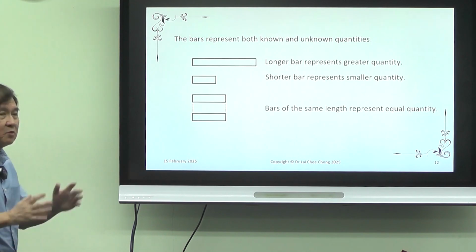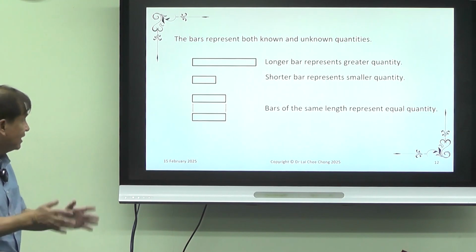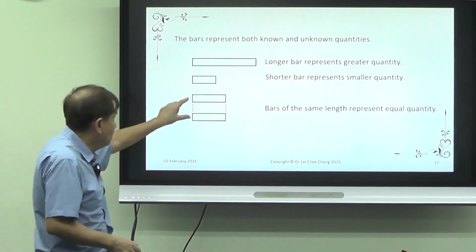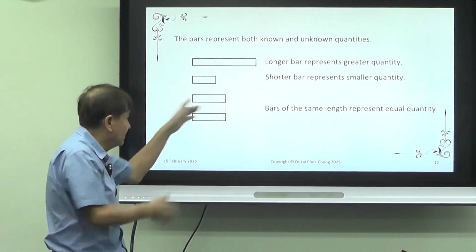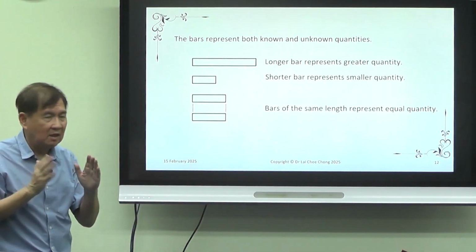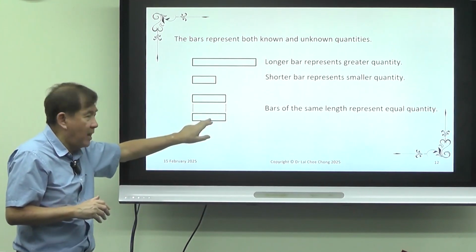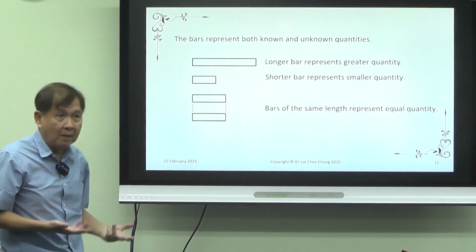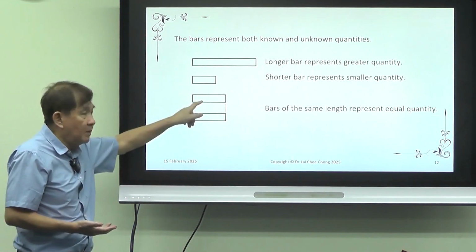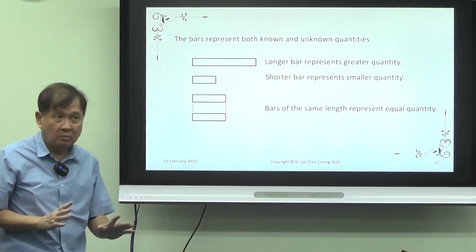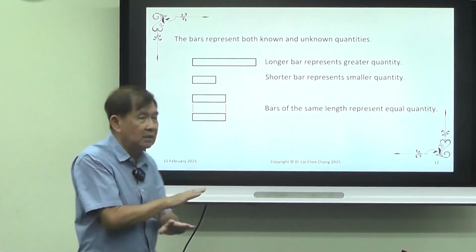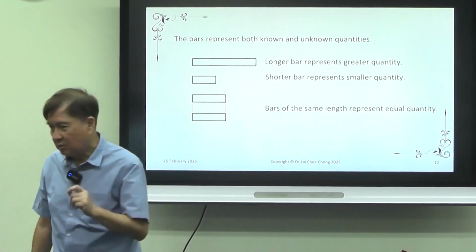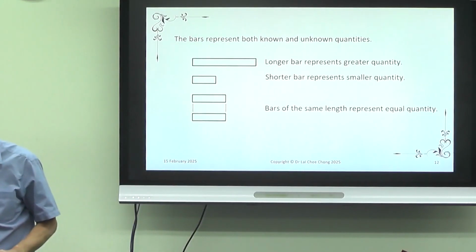Now, when two quantities are the same, what do we do? We draw them the same length. You can see that, same length. So if there are apples and pears, same number of pears and apples, here's the 5 apples, here's the 5 pears, they can see that very well. So we draw them at the same length, meaning equal quantity. So that's how the kids will learn to draw the bar model.